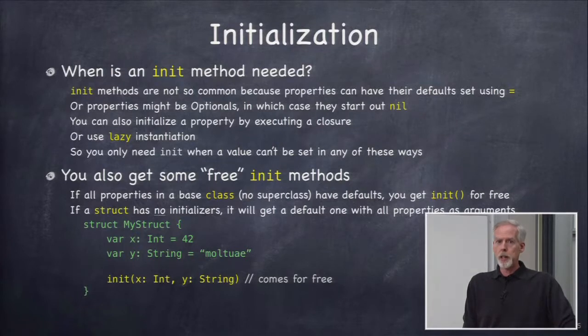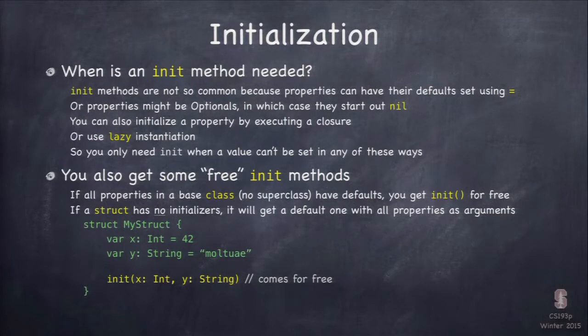A struct, not a class, but a struct, will get a default init that has all the properties as arguments only if you have no initializers. So if you had a struct and you gave it no initializers, you would get one for free, where all the arguments match all of the vars and lets you have. So like here I've got a struct. It has two properties, x and y, and you can see that I got this init x takes an int and y a string for free. I didn't have to implement that at all. It just came for free. And so people can call that. They can initialize my struct by saying my struct, open parentheses, and provide the x and the y.